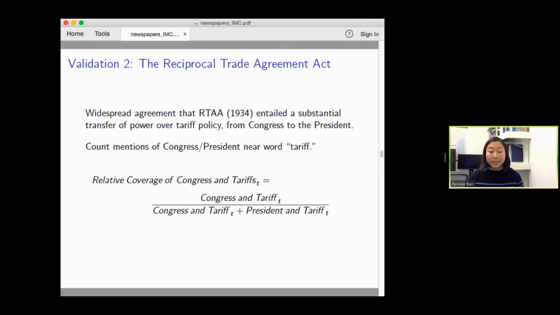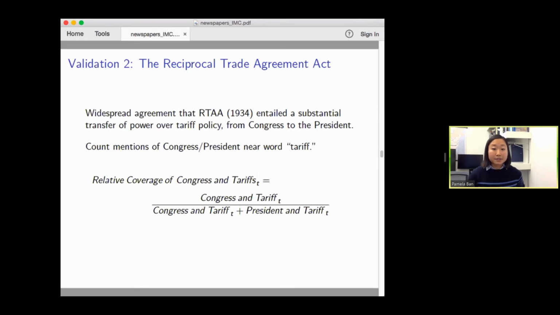We know from a lot of historical accounts that the RTAA in 1934 shifted this power from Congress to the president. So let's see if our newspaper coverage measure also reveals this shift in power. To look at this, we're going to look at the mentions of Congress and the mentions of president near the word tariff. In this example, we're anchoring our coverage mentions specifically to mentions referring to tariff, because we are interested in powers in tariff making.